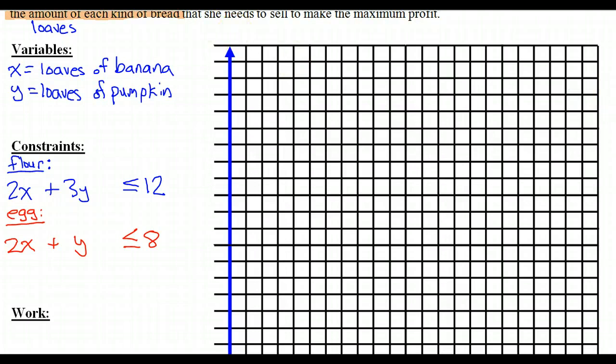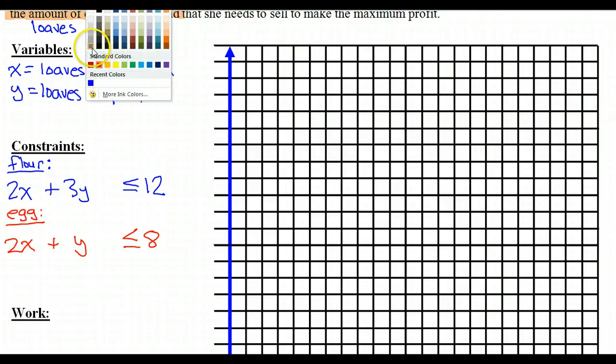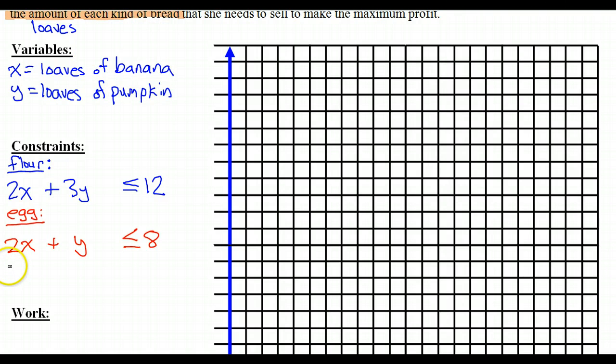Now, I always like to throw in what I like to call a reality constraint. Reality dictates that, can I have negative loaves of bread? No. I can have 0 loaves, or 1, or 2, or 3, but there's no way to have negative loaves of bread, or really any object. You can't have negative objects.